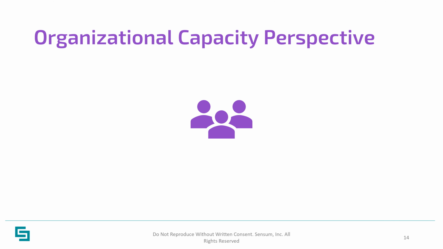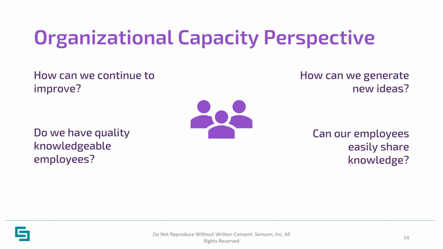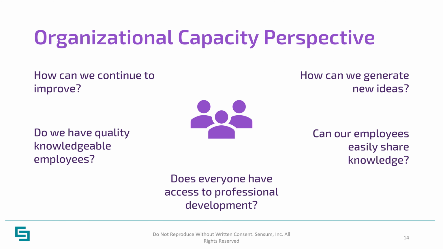Finally, your organizational capacity perspective should focus on answering such questions as, how can we continue to improve? How can we generate new ideas? Do we have quality, knowledgeable employees? Can our employees easily share knowledge? Does everyone have access to professional development? Use these questions as a starting point to draft your objectives for this perspective.